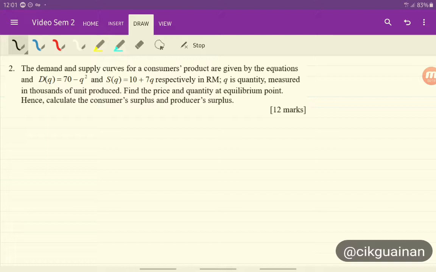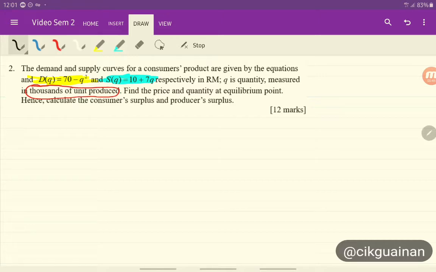So let's get started. The demand and supply curve for the consumer's product are given by these equations, D and S over here respectively. Q over here is quantity measured in thousands of units produced. So please take note when they tell us about thousands of units produced over here, it means something. Find the price and quantity. Hence calculate the consumer surplus.